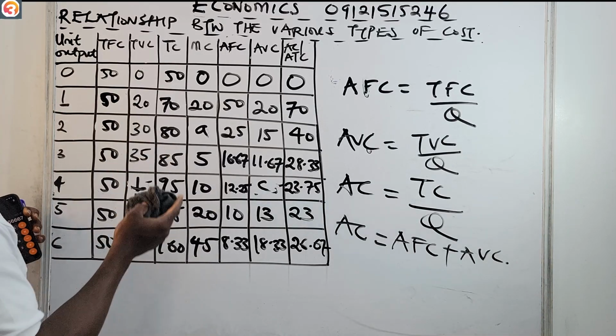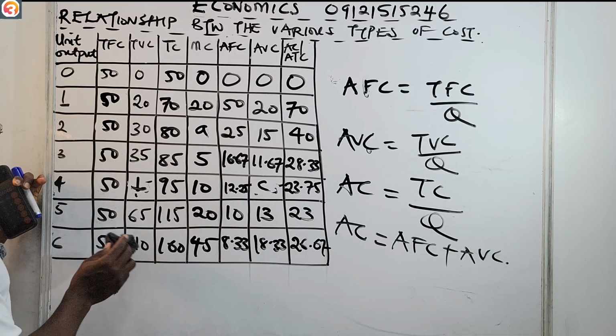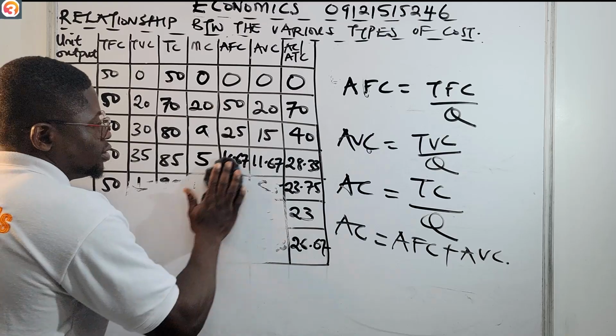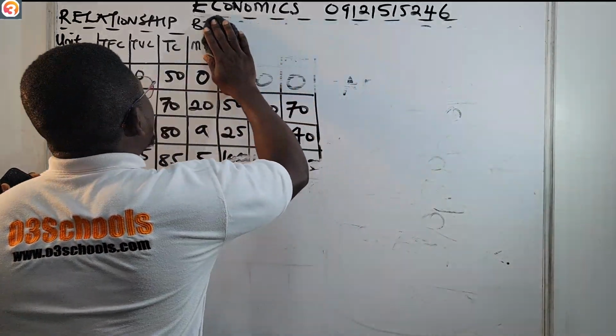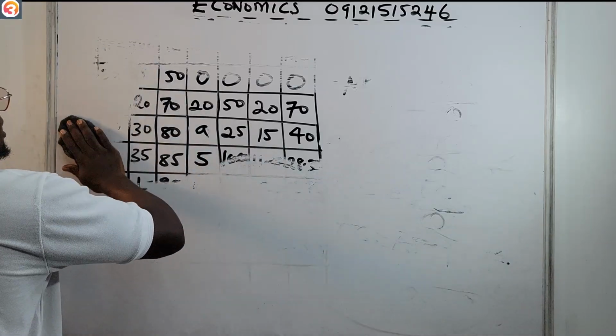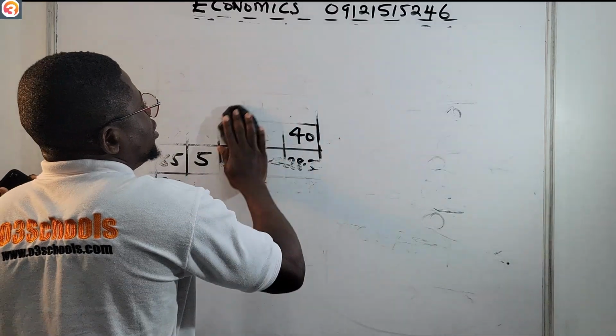At the end of the class, we still have some further calculation questions we are going to look at. But let us now go to the relationship between the various types of costs that we have. That is our next point of call.